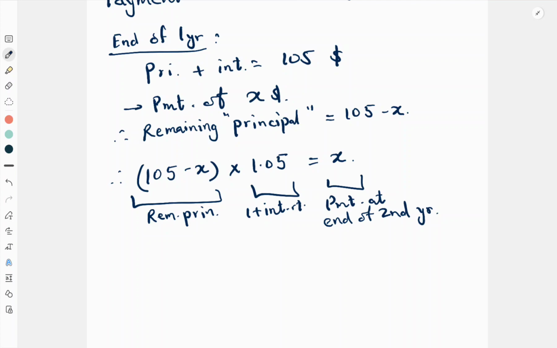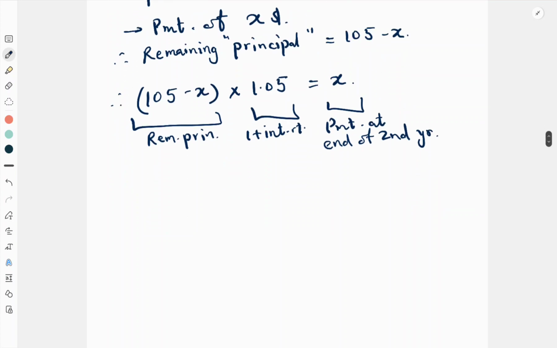So it must be the case that the principal plus interest at the end of first year, when I multiply by 1.05, which is the amount to which it will grow at the end of second year, exactly equals my final payment. Otherwise there is no balance. The cash flow balance will go off.